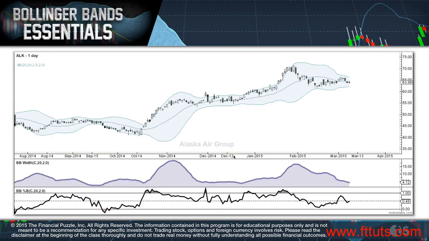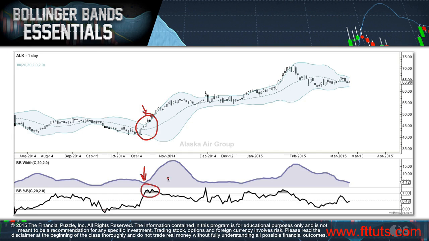Let's take a look over here and notice we're using all three of them here. By all three, I mean the percent B across the bottom, the bandwidth, and then of course the Bollingers on top. Notice we've got a great squeeze that happened here on Alaska Airlines. You see we were very low and it starts to take off here. Also notice what's happening. We're way outside the band and we're very overbought.